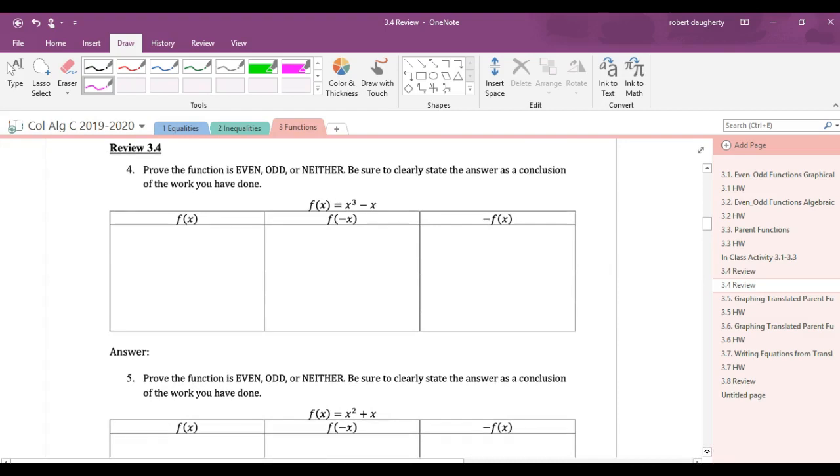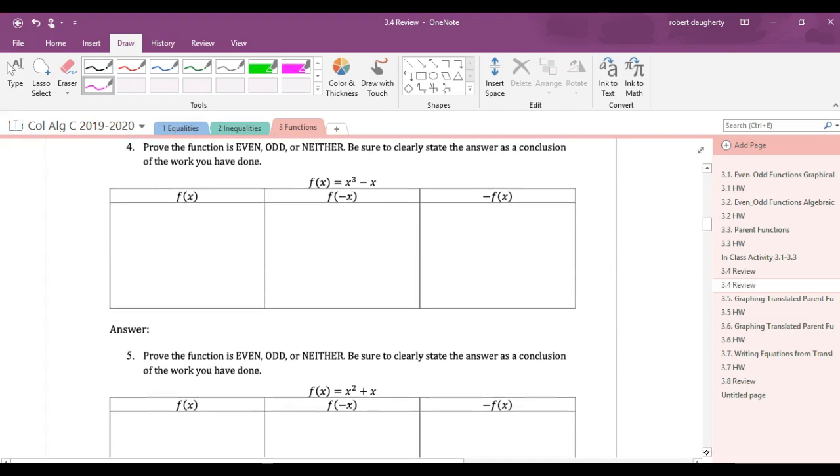This is probably the hardest part for this test. Proving functions are even, odd, or neither. So we've got a method for this. You just need to be comfortable with the methodology.